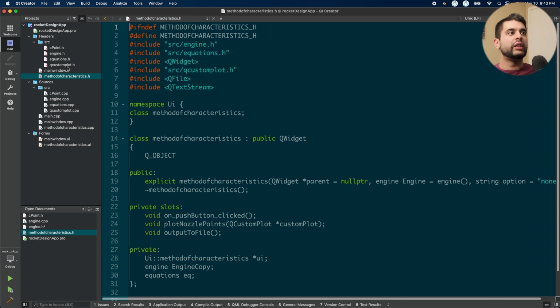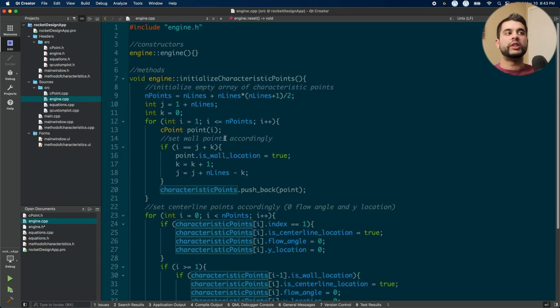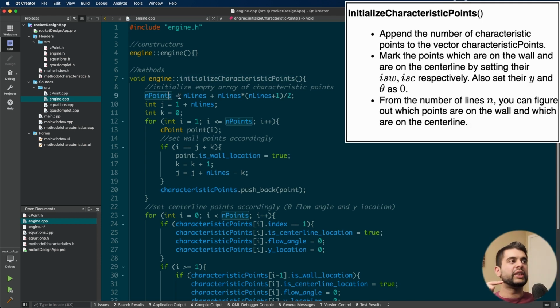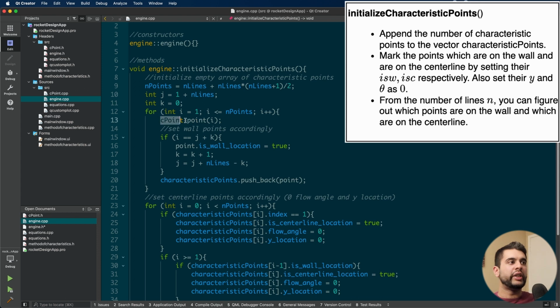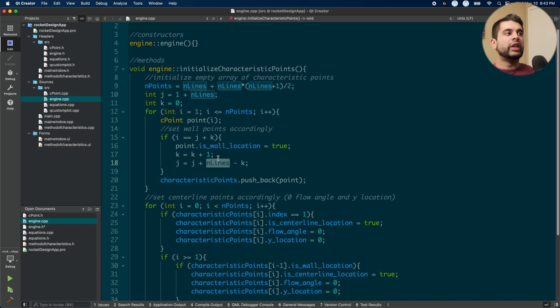And then I have my initialize characteristic points. The first thing I do is get the number of points from the formula which you saw in the lecture, n plus n times n plus 1 over 2. And then I start. So I make my vector, I make each point, C point, point I. I check if it should be a wall point or not. What I'm doing in here is, remember I told you the spacing, I had n plus 1 and then it was like n, then you add n minus 1. I'm just doing that here. I'm just going along and then I'm saying, if it is a wall location, then set it to true.